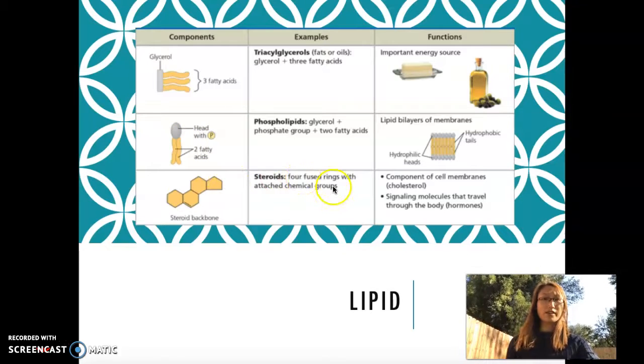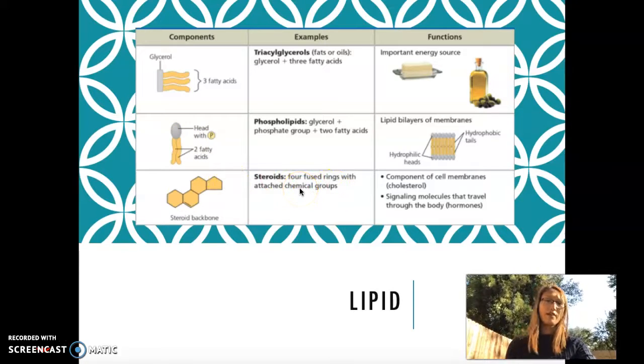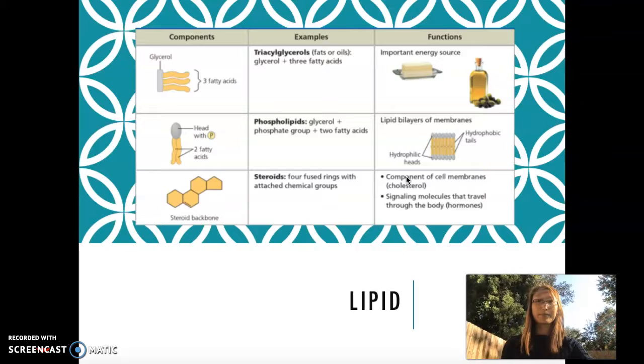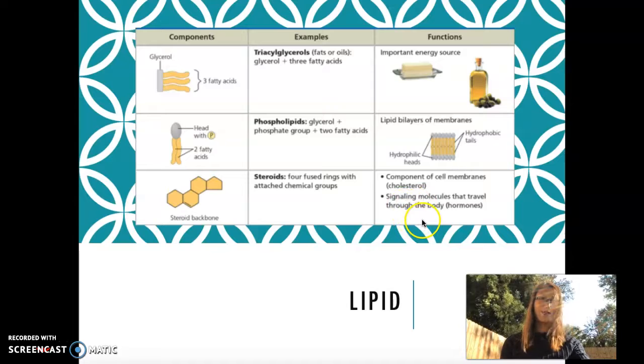And then we have steroids. Steroids can be found in all different kinds of places, and we'll talk about that a little bit as well. But one place you can find them, again, is in the cell membrane. But steroids can also be hormones. You've probably heard about people using steroids, right?